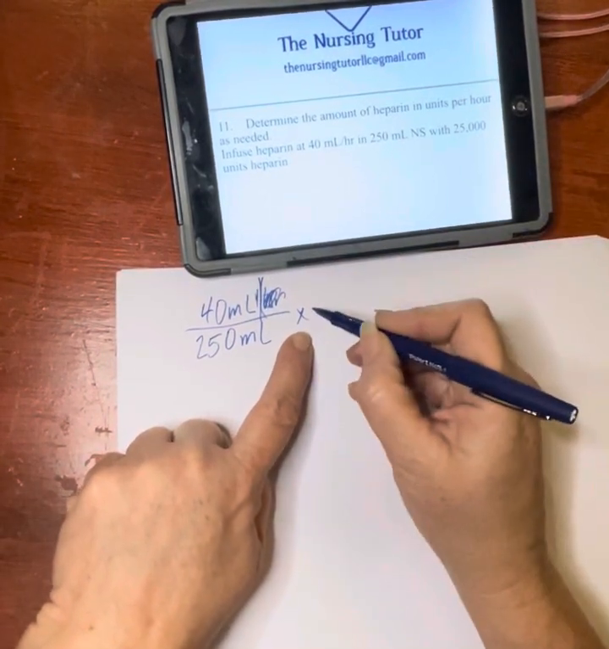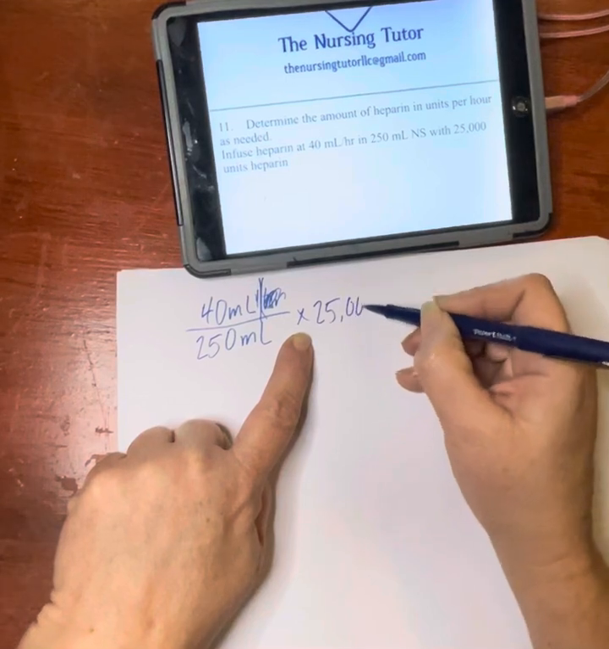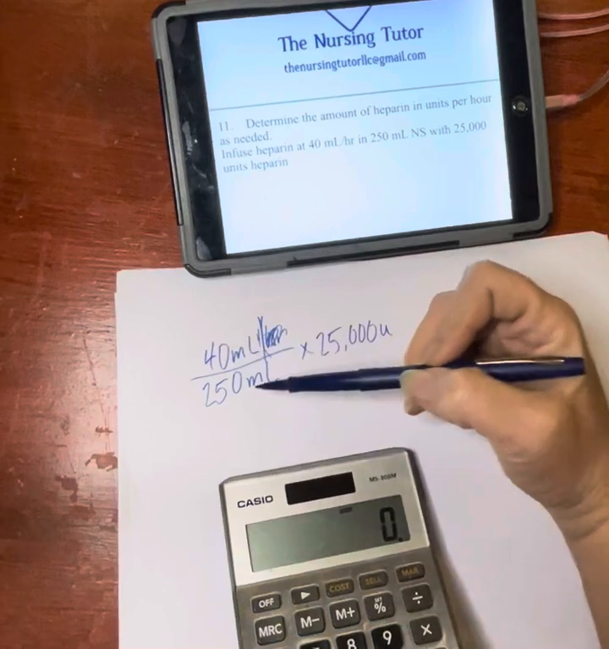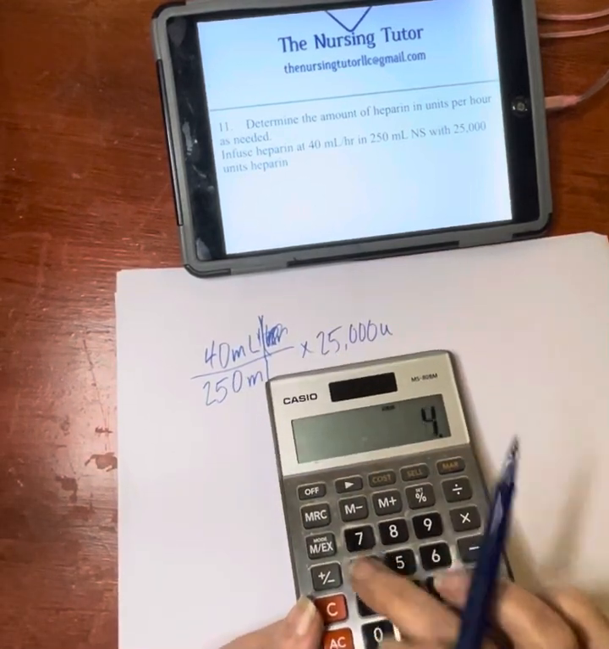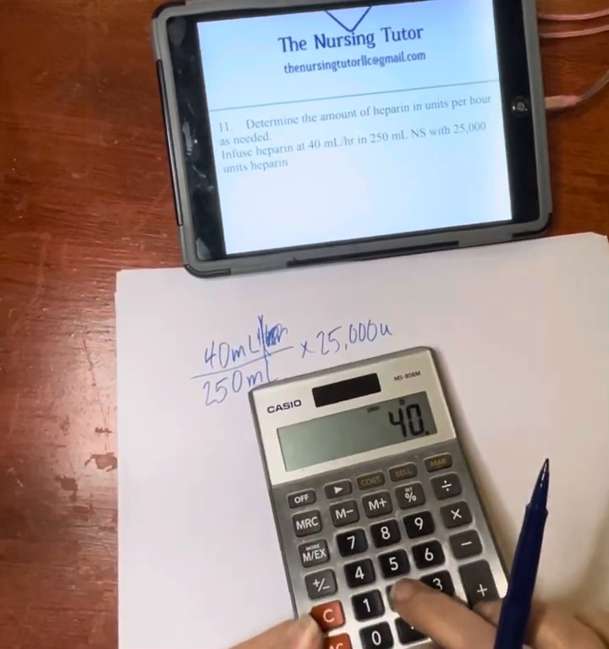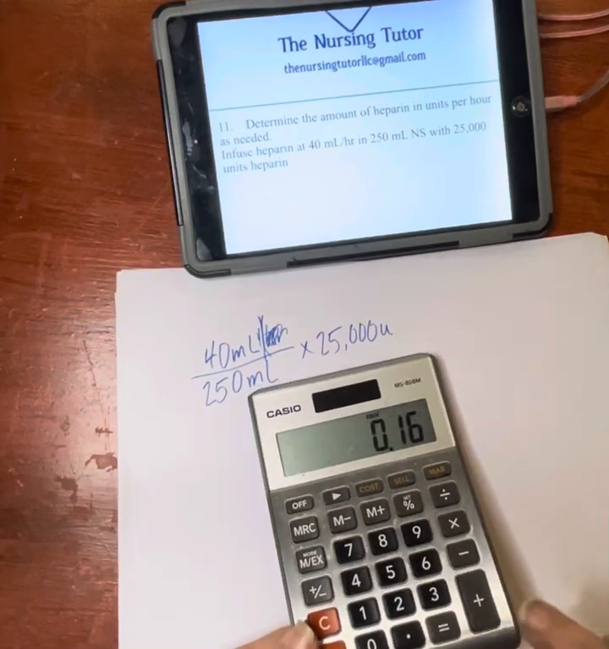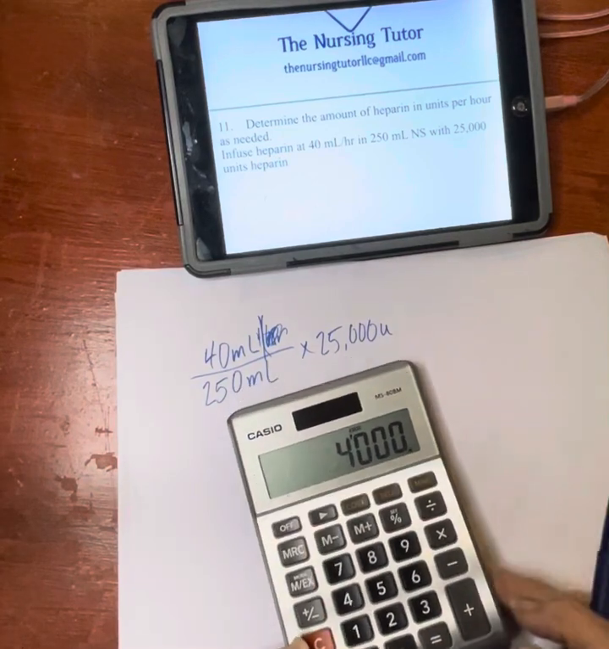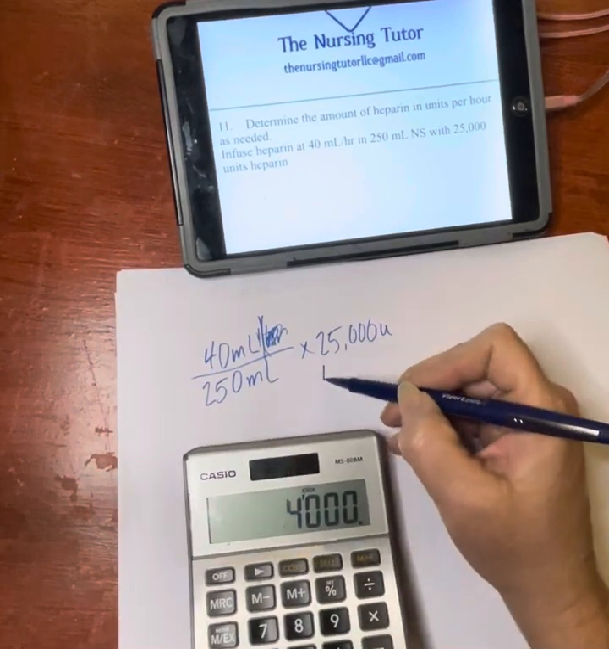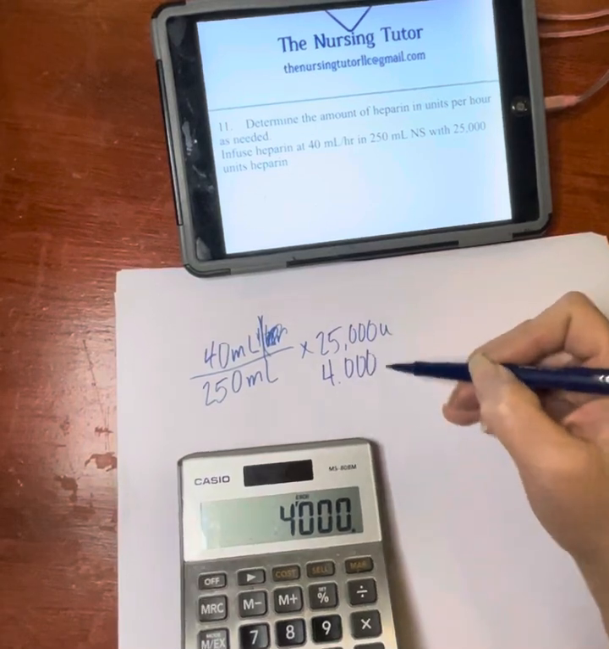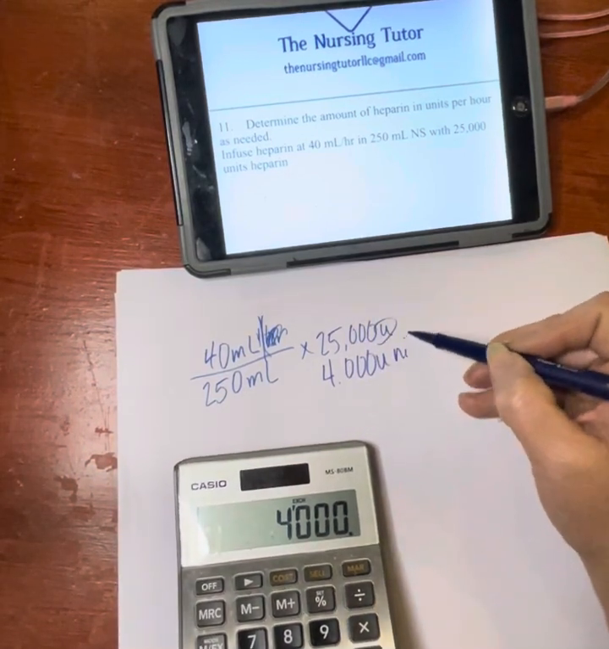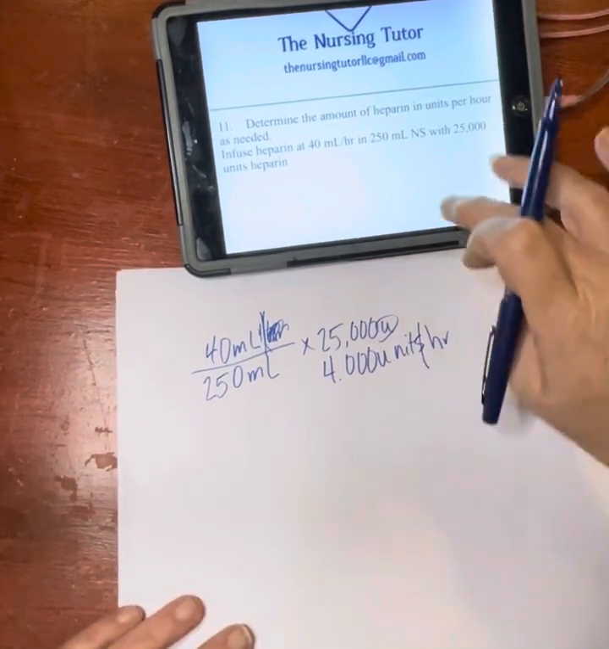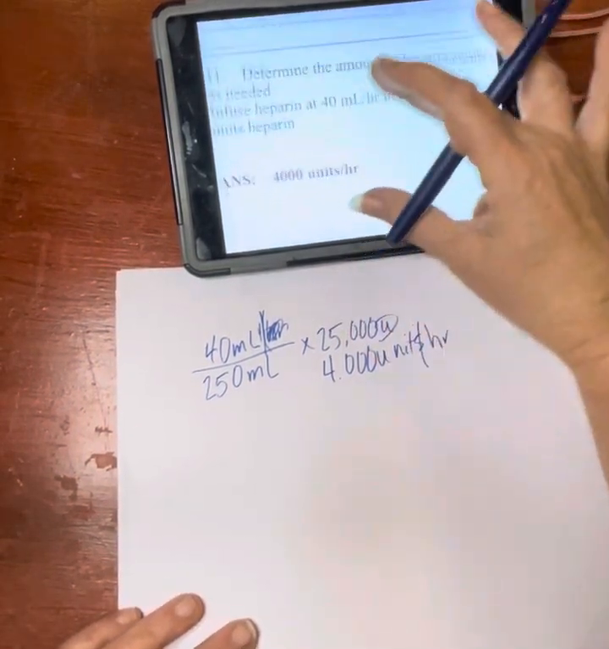Times, what do I have left? 25,000 units. And then we're doing the math. This divided by that times that. Okay? 40 divided by 250 equals times 25,000 equals. Homer's getting 4,000 units of heparin per hour. Look, boom. Sure is.